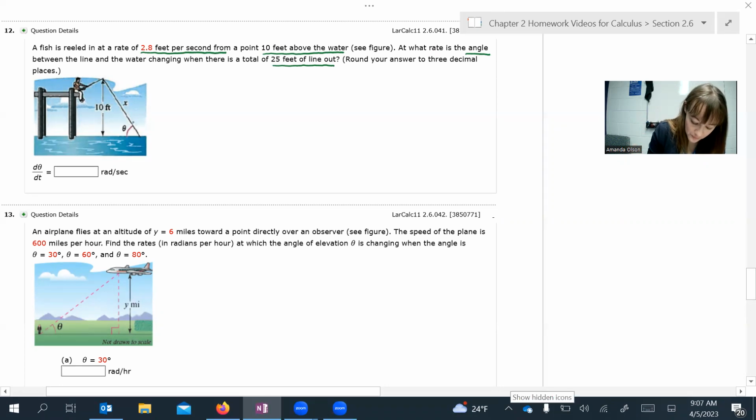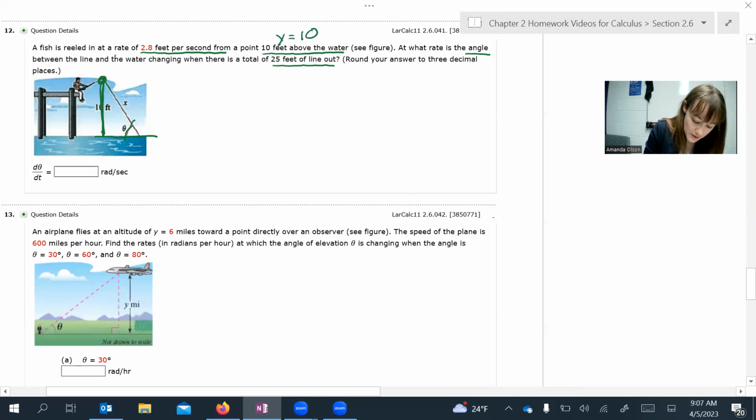Some things that we need to define, and the textbook is really great about giving us this visual. We've got this angle theta, and then we have this 10 feet above the water, that's going to remain constant. This x is the line out. That's sort of our y, we could think of it. This would be y equals 10.